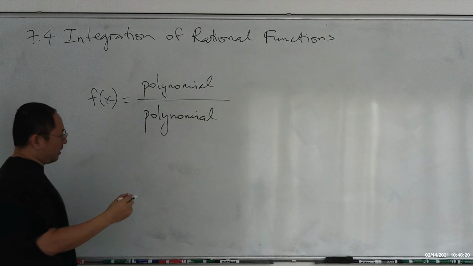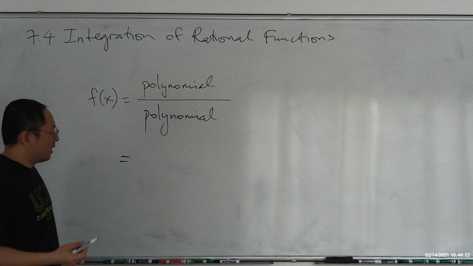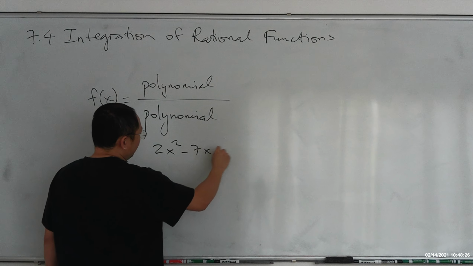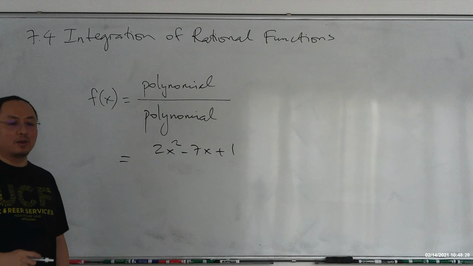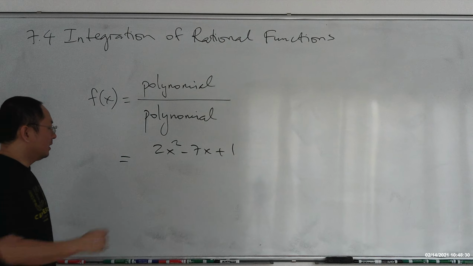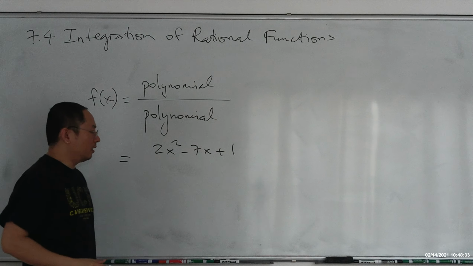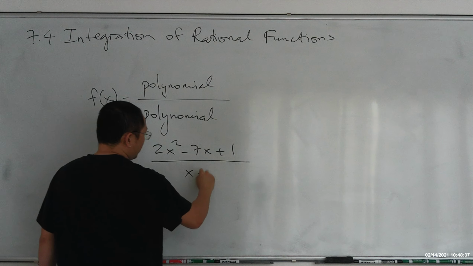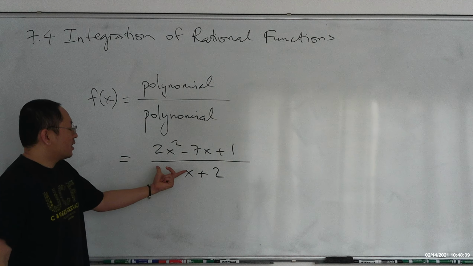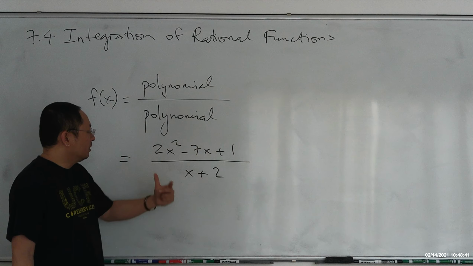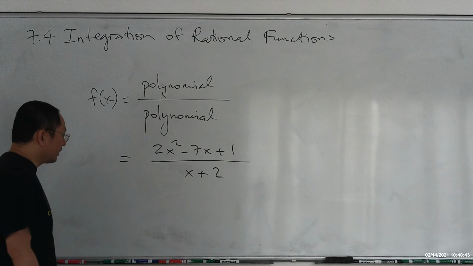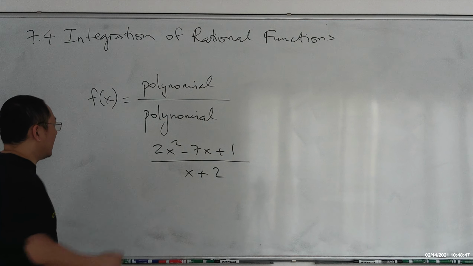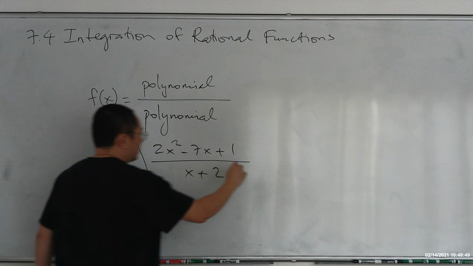So what is a polynomial? Actually, we should have learned that already, in college algebra and precalc, something like this: 2x squared minus 7x plus 1. This is called a polynomial, right? Actually, it's quadratic. Okay? And you have degree 3, degree 4. Then say over something like x plus 2, for example. So in here is a rational function of a polynomial of degree 2 over a polynomial of degree 1. And this is just an example. Okay? We have a lot of rational functions. And our job today is to learn how to integrate such a thing like this.